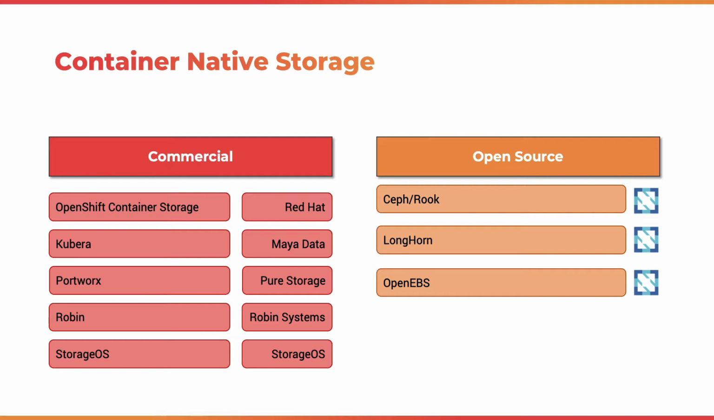Then comes storage, and you have a lot of commercial choices from Red Hat, from Maya Data, Pure Storage, and so on. You also have open source alternatives like Ceph, Rook, which are very popular, Longhorn from Rancher, OpenEBS from Maya Data, and all of them are part of the CNCF ecosystem. They are actually projects, either sandbox or incubated, under CNCF. So these are the new storage technologies or storage layers that run on top of your existing block storage or direct attached storage.